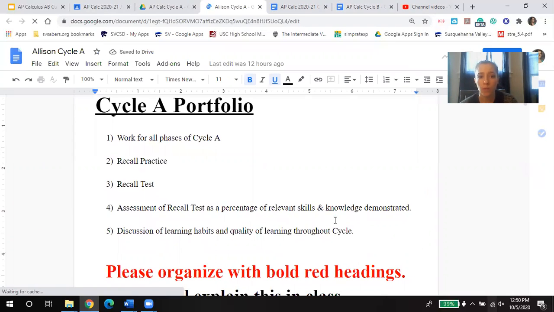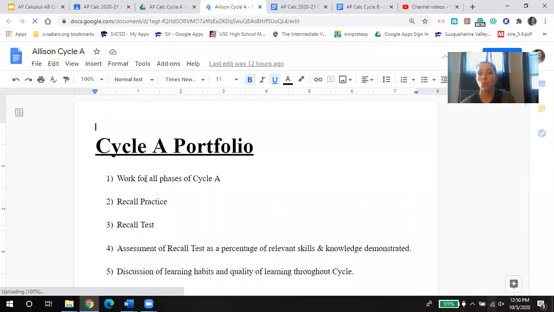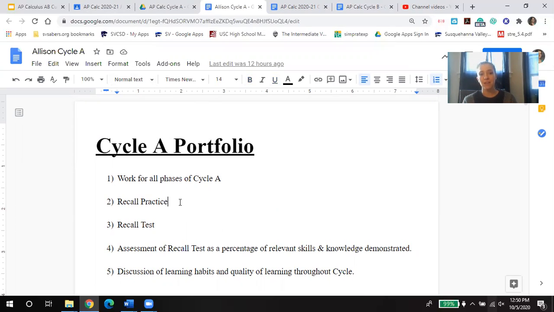So a portfolio includes work for all of the phases. The students do it on a separate sheet of paper. They take a picture of it. They paste it in this portfolio document. Then they do some practice that is like all of the phases kind of put together. So they do some practice with all of the stuff that we've learned that cycle.